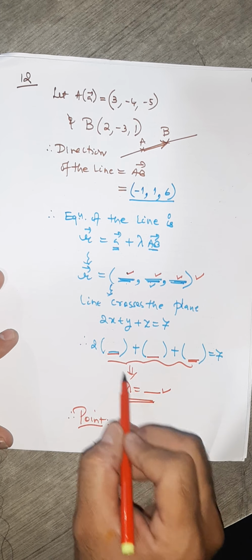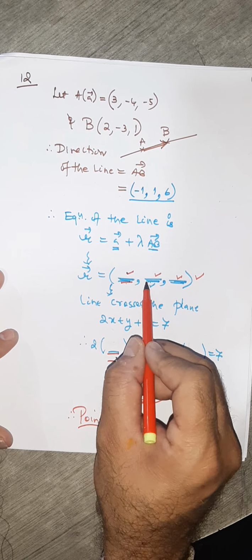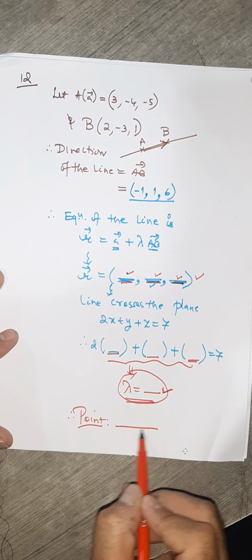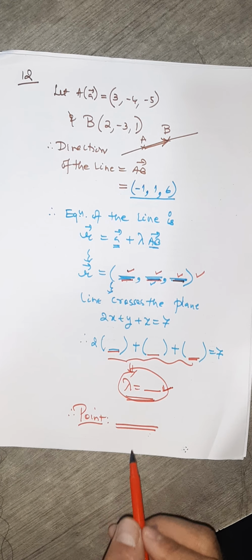What you need to do, just simplify, so you'll get the lambda, and then place the value of lambda over here, so you'll get the required point, the point where the line crosses the given plane.